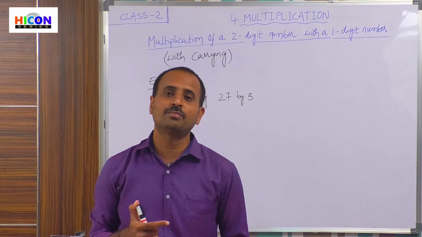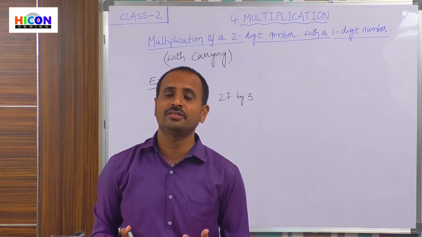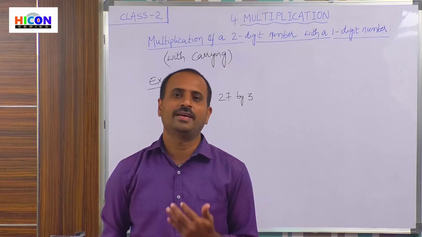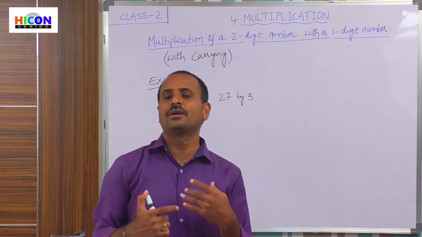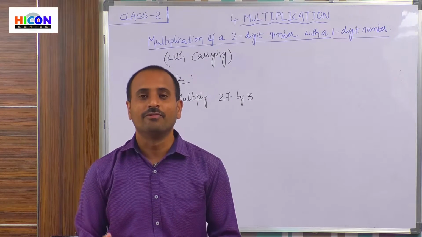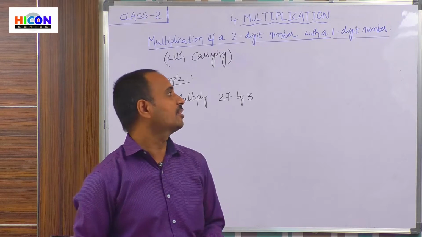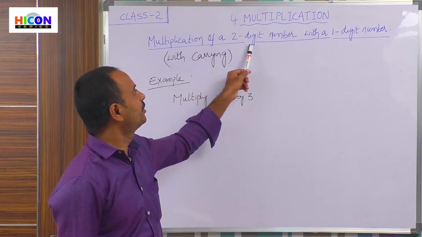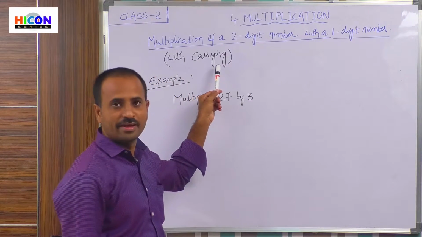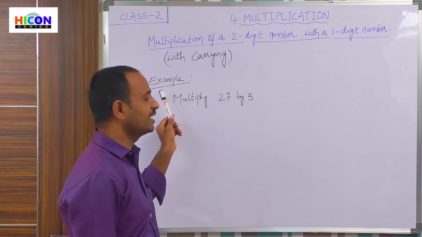The next topic is, up to now we have discussed the multiplication of a two-digit number with a one-digit number without carrying. Now we are going to learn about the multiplication of a two-digit number with a one-digit number with carrying. So our topic is multiplication of a two-digit number with a one-digit number with carrying. So children, let us see an example.